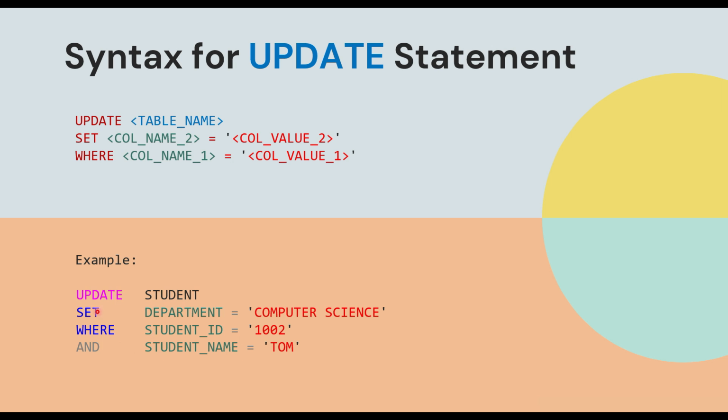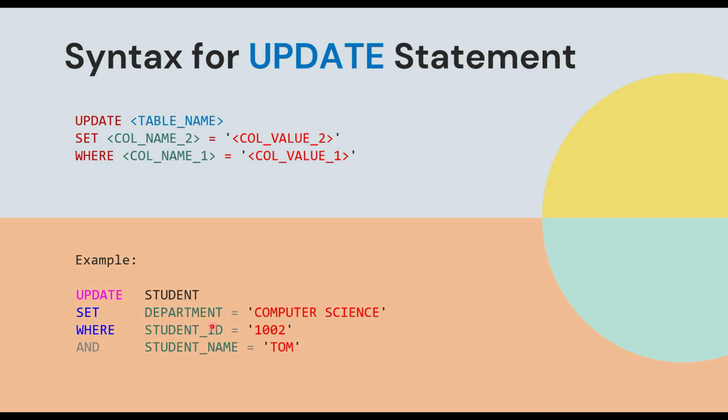So this is just an example wherein I am updating the student table. I'm setting department name equals to computer science where student id equals to 1002, and I have also added an AND condition where student name equals to Tom. So you can add more conditions on the where clause using the AND operator. This will ensure that you get a unique record for the update statement.